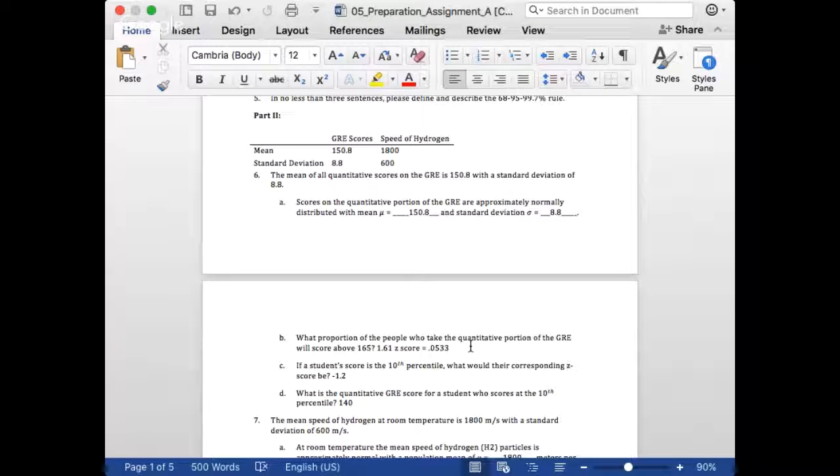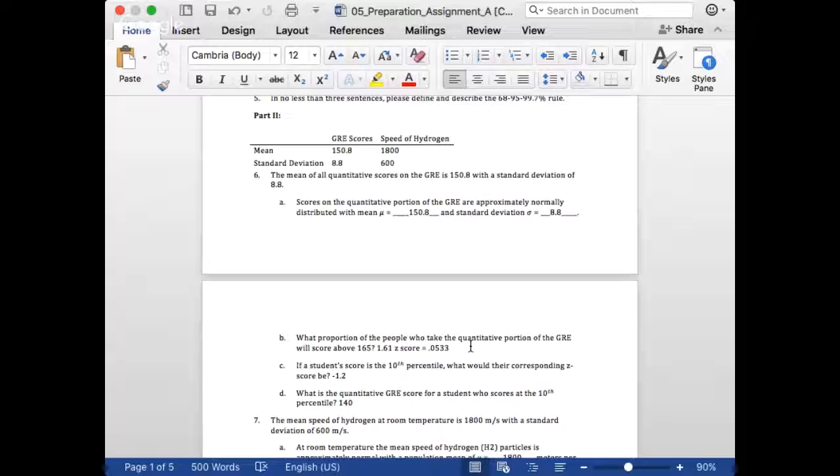B, what proportion of people who take the quantitative portion of the GRE will score above 165? Okay, this one was tricky. I got the right answer. It took me a couple tries, but I think I figured it out. The first thing you have to do is find a z-score. We all know how to do that: you take the 165, subtract the mean, and divide that by the standard deviation.